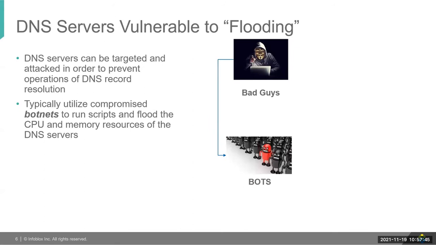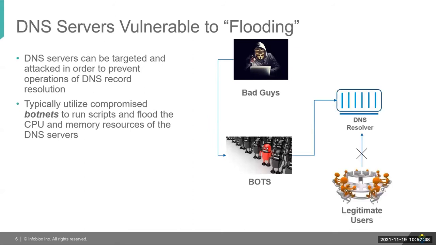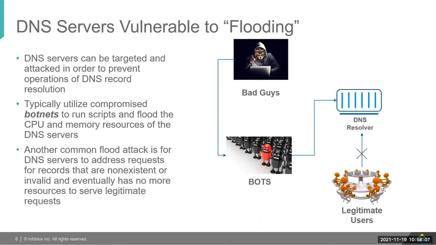So when the bad guys send out these bots and overwhelm those DNS resolution servers, that's the case where if you want to access google.com, they may have 100 million requests coming in to access all kinds of domains. And thus, the legitimate users who use this DNS resolution server will not be able to use it. Another common flood attack is for DNS servers to address requests for records that are either non-existent or invalid, so that there are no more resources to serve proper requests. So this is more of, I would say, a mischief, or in some cases even an attack to bring down legitimate DNS servers.